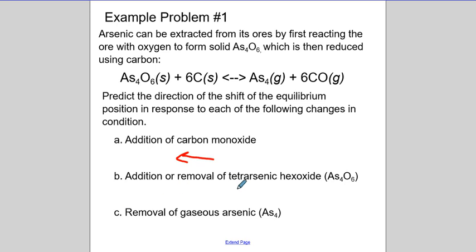If we add or remove tetraarsenic hexoxide, so this guy right here, if we add it, well, that's the same thing as adding a reactant. If we add a reactant, we shift right. So addition is going to shift right. And if we remove it, well, anytime you remove a chemical, you actually shift to the same side as what you just removed. So we'll actually shift left, so removal shifts left. So add this guy, we shift right. If we remove this guy, we shift left.